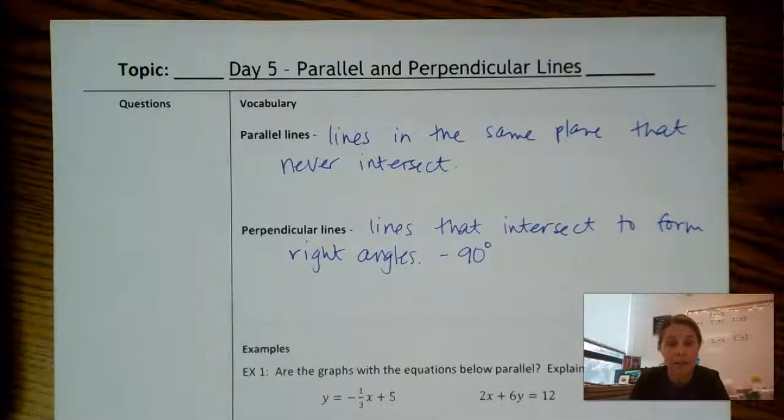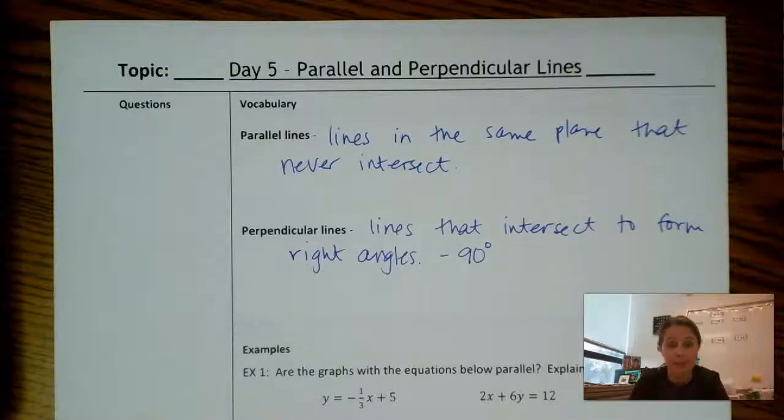So parallel lines are lines that lie in the same plane, lines in the same plane that never intersect. And when I am mentioning plane, a plane is just a two-dimensional space. So like this piece of paper you're writing on is a plane. It's just a flat two-dimensional space.